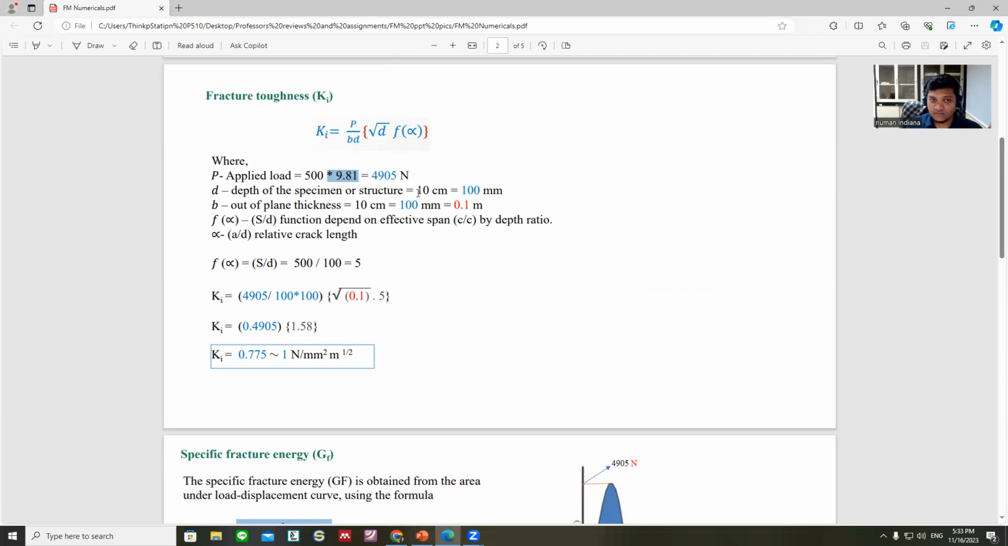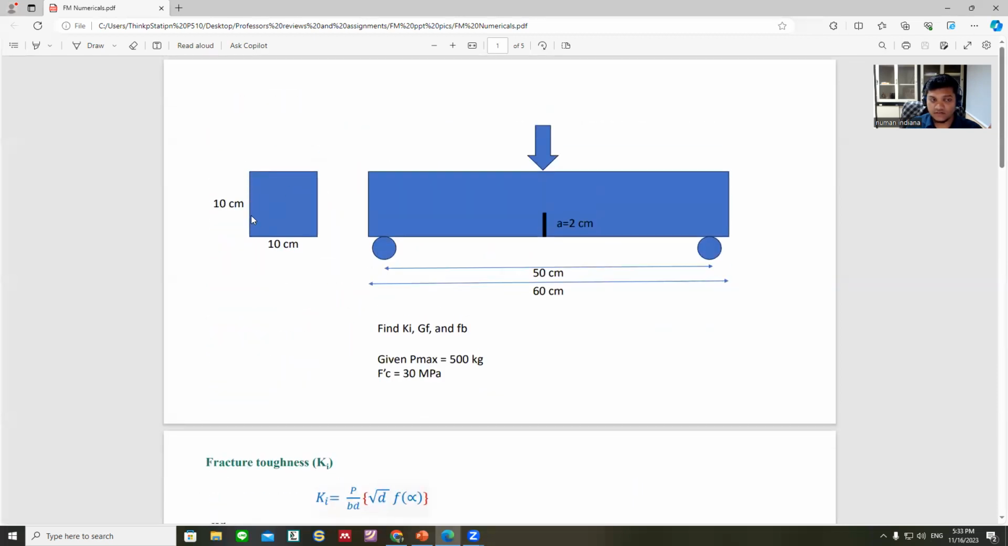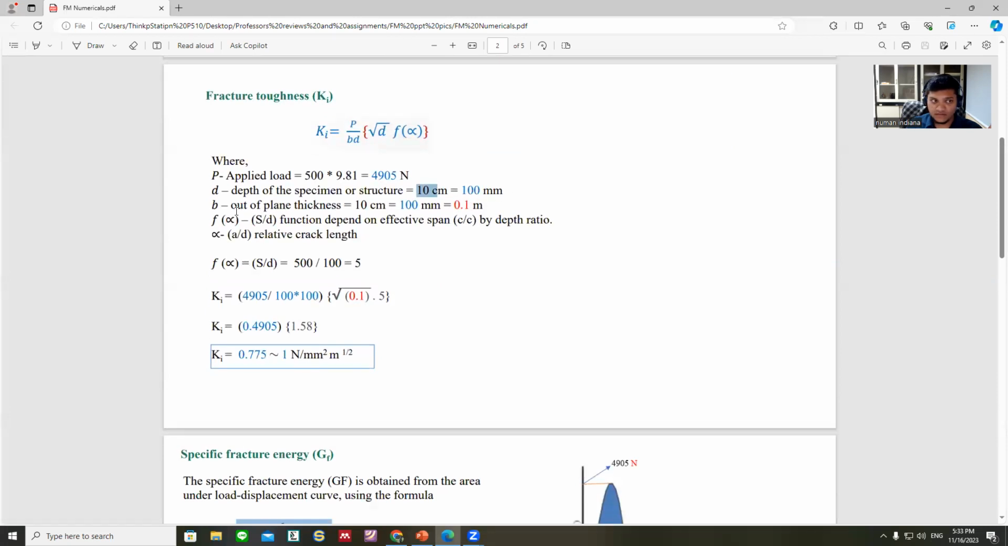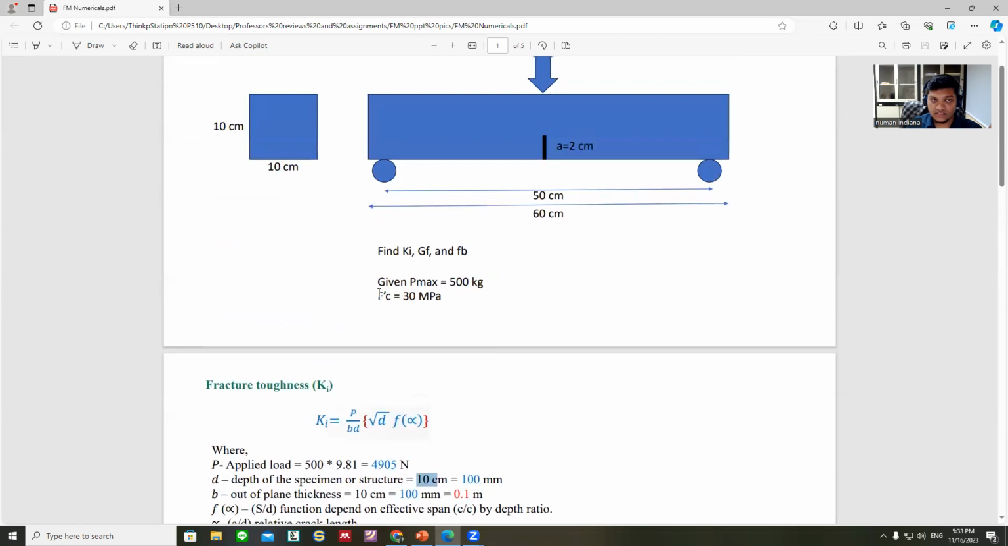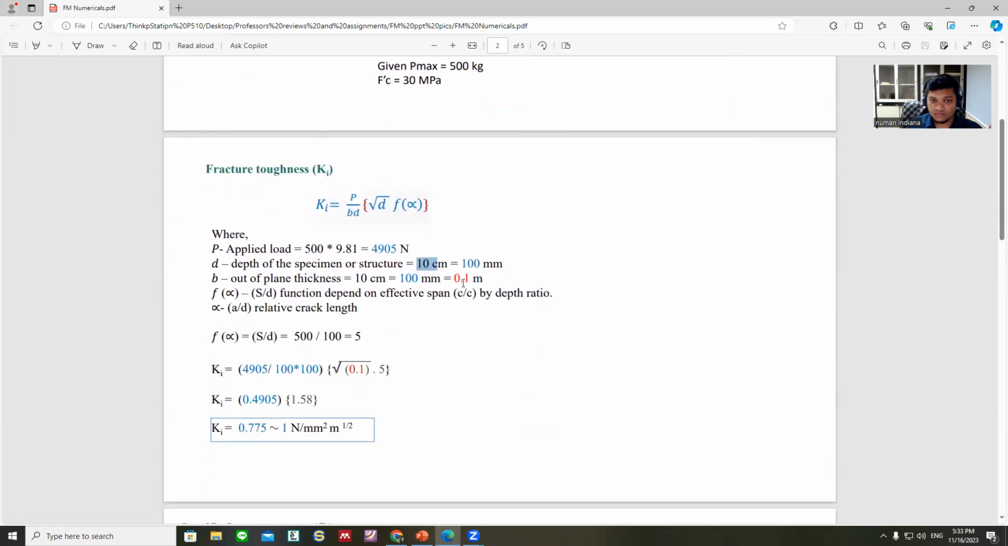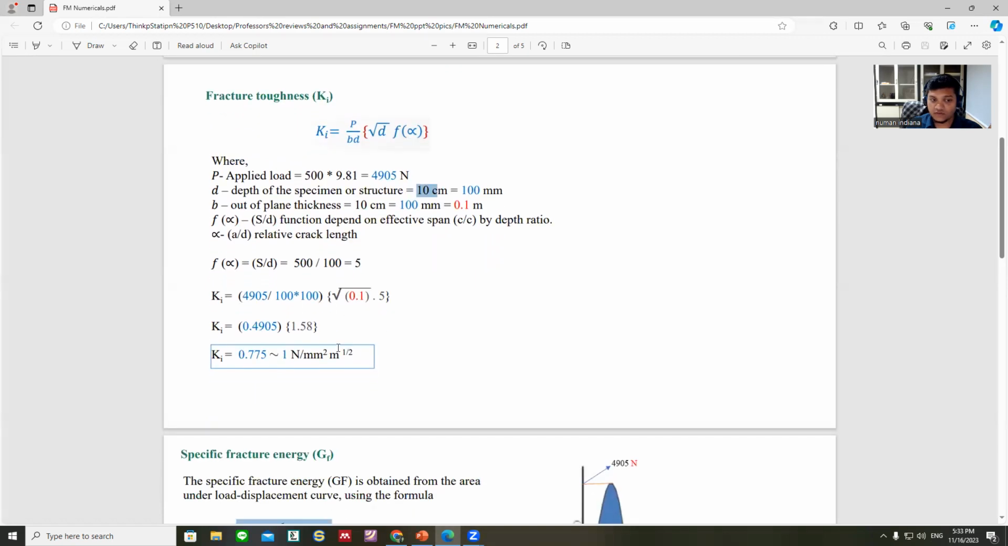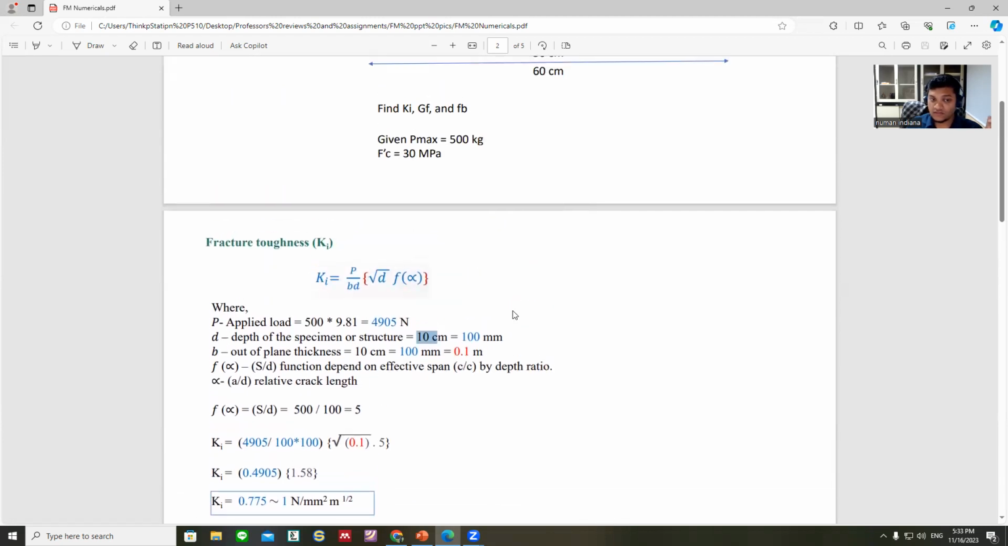D is the depth of the specimen, which is 10 centimeter, so it is 100 mm. B is the out of plane thickness, which is 10 centimeter, 100 mm, that is equal to 0.1 meter. Why are we considering this 0.1 meter? Because we have to make the unit Newton per mm square meter to the power of half. As I described before in the previous slide, the unit of the stress intensity factor or the fracture toughness value is represented in MPa meter to the power of half.